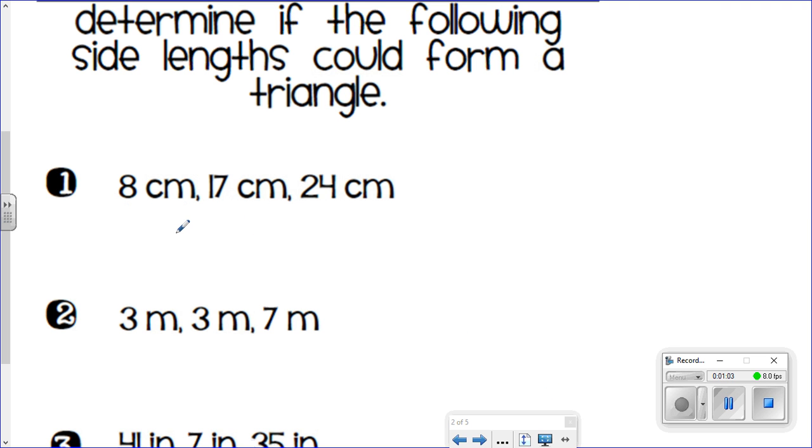Looking at example 1, we want to determine if the following side lengths could form a triangle. We know 8 is the small side, 17 is the medium, and 24 is the large. We're just putting them in numerical order. So we want to add 8 plus 17, and then see if that is larger than 24.